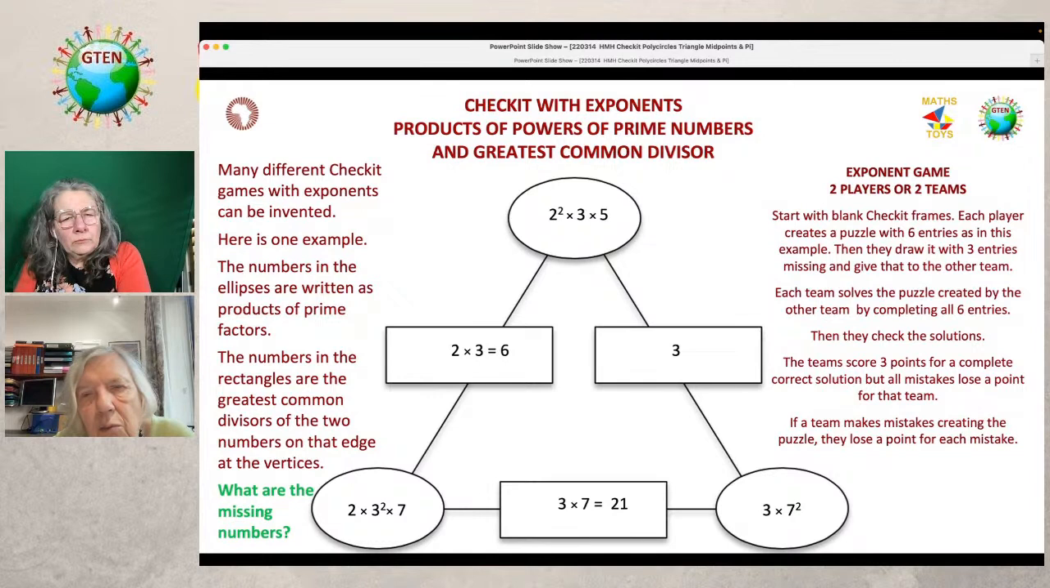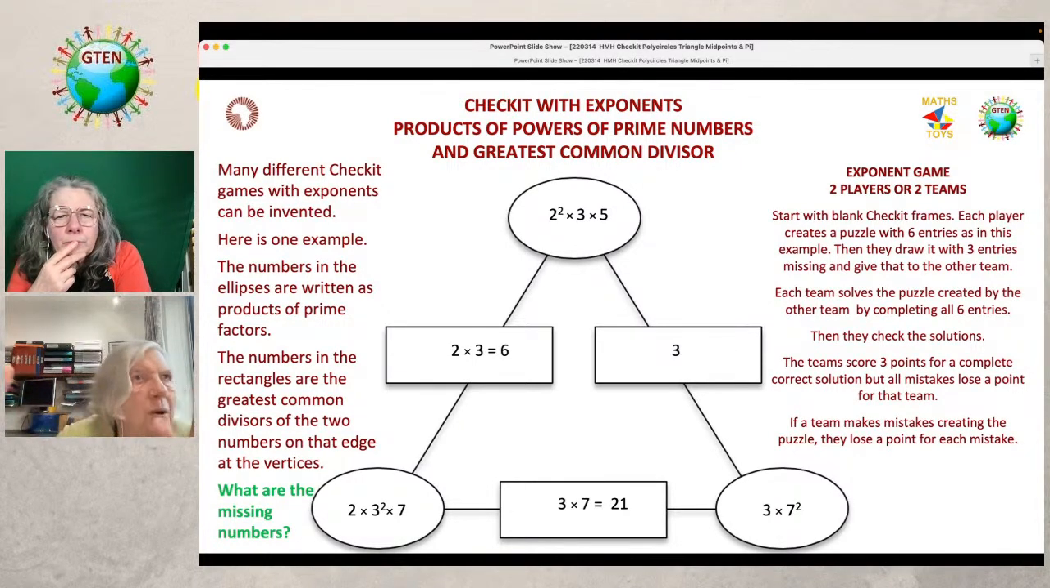So again, you can play it with 2 pairs or 2 teams. And here you start with a blank frame. Each creates a puzzle with 6 entries, as in this example. Then they draw it with 3 entries missing and give that to the other team. And each team solves the puzzle created by their opponents. And then they check all the solutions. That's another way of playing it.